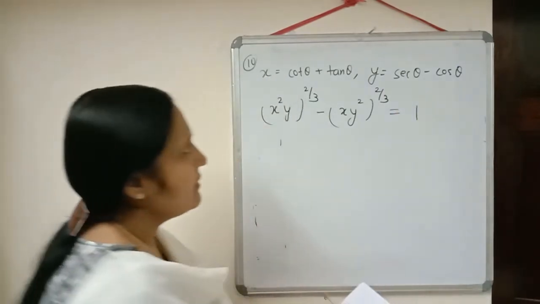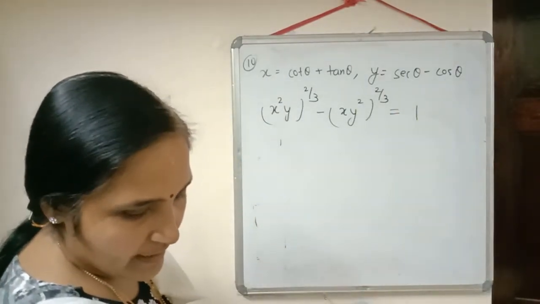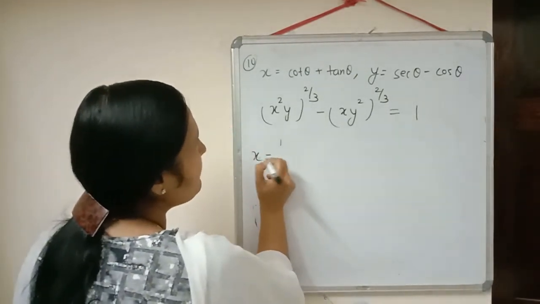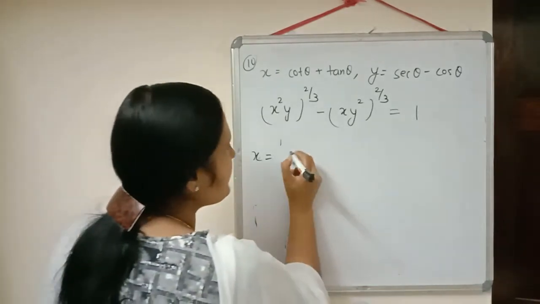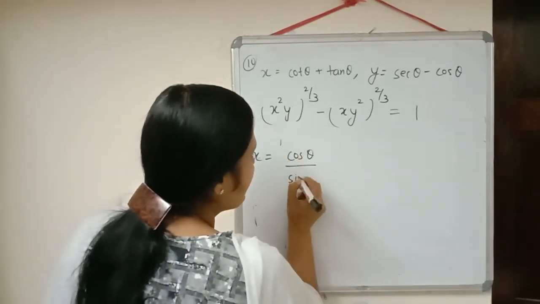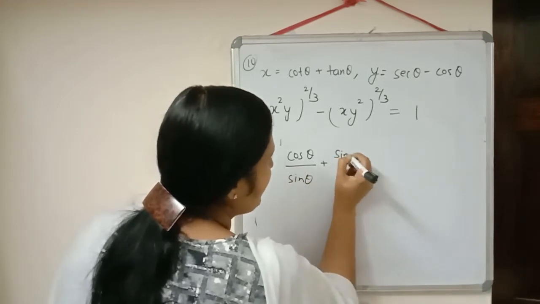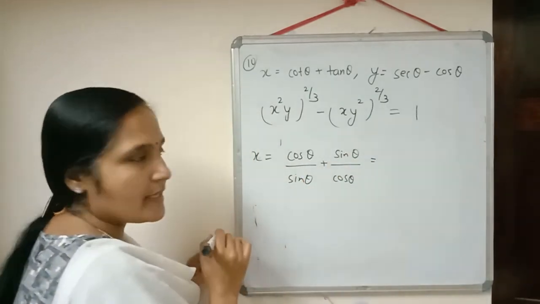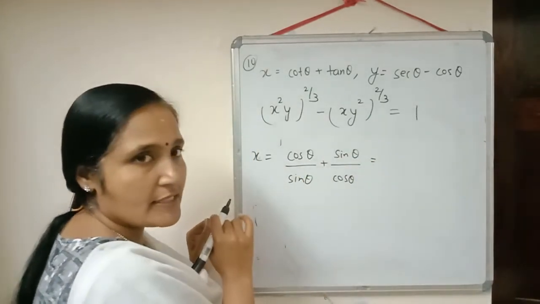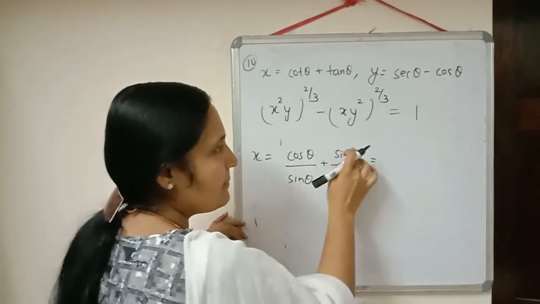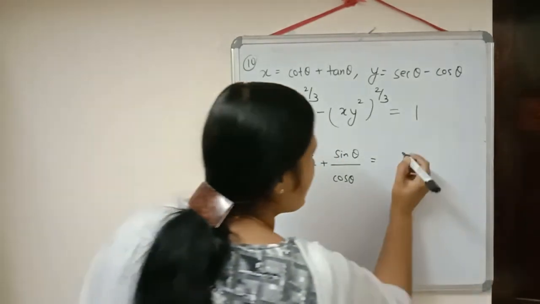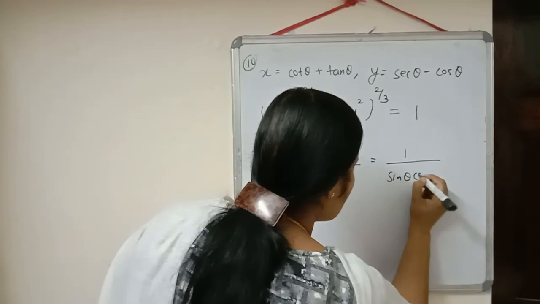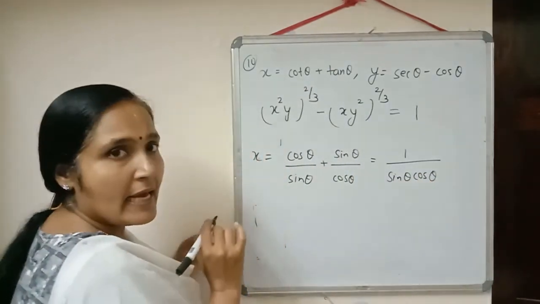Already x and y are given, so again as we did in the previous one, first we can simplify it. x is equal to cot theta plus tan theta. Cot theta can be written as cos theta by sin theta, plus tan theta as sin theta by cos theta. Cross multiplication: cos square theta plus sin square theta. What is cos square theta plus sin square theta? 1. So we are getting 1 by sin theta cos theta as the value of x.